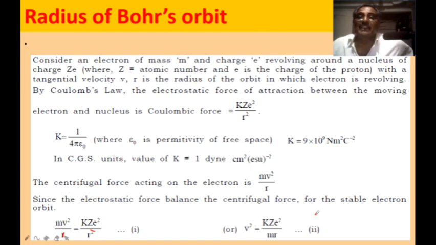What is the value of k? The value of k is 9 into 10 to the power of 9 Newton meter square per Coulomb square in the SI system, and its value is 1 in the CGS system. If the values are expressed in the CGS system, k can be considered as 1 dyne centimeter square per esu square. Instead of Coulomb square, we get electrostatic unit square.